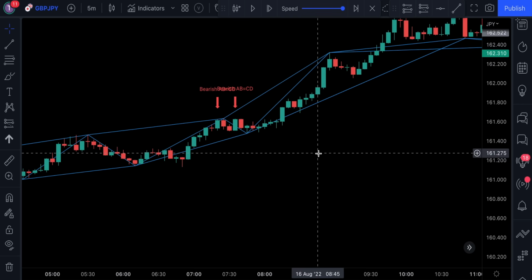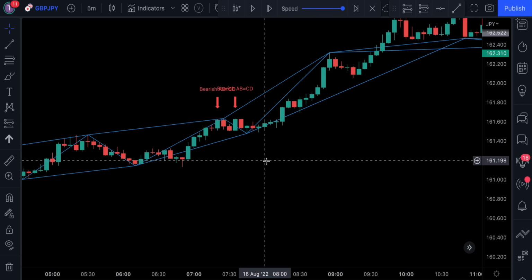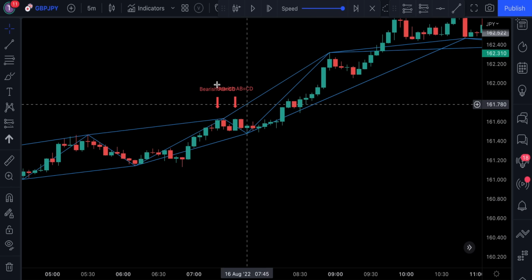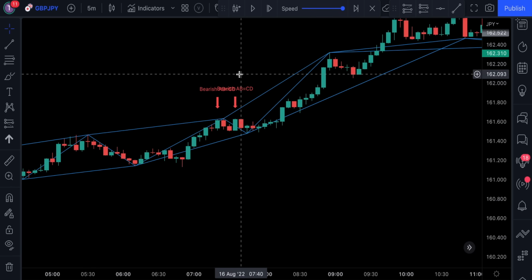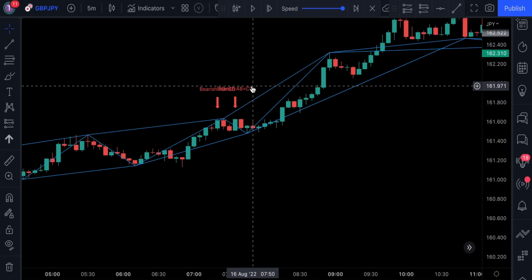To increase your chances of a successful entry even more, you can wait for an engulfing bearish or bullish candlestick after a signal. With these rules in place, we can eliminate a lot of losing trades. So yeah, definitely give this indicator a try and see how it goes.